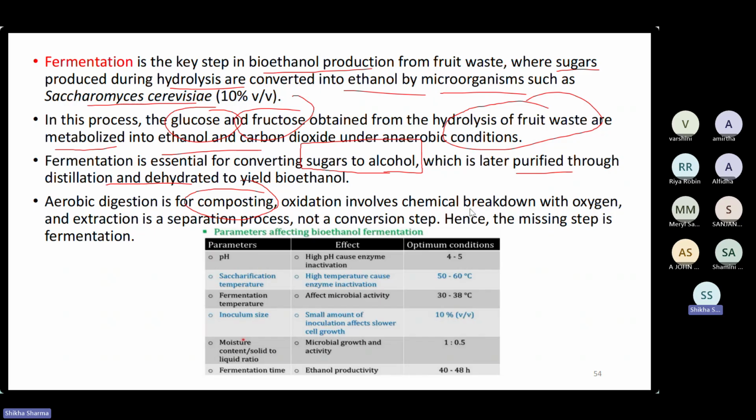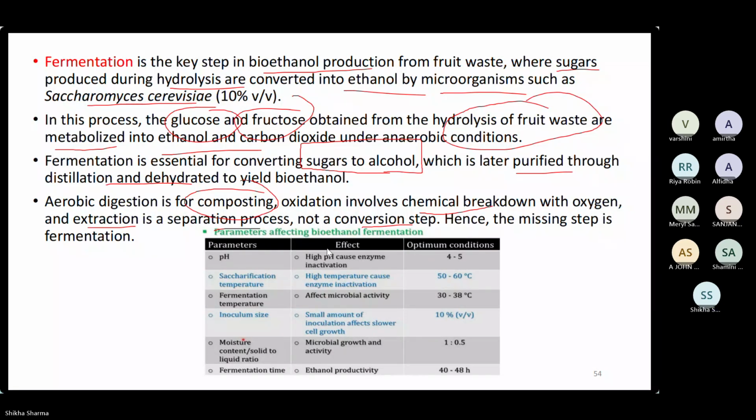So the oxygen-involved breakdown is there. Then extraction or a separation is there. So that is basically in the composting. This aerobic digestion is in the composting, whereas anaerobic digestion is in the fermentation process.